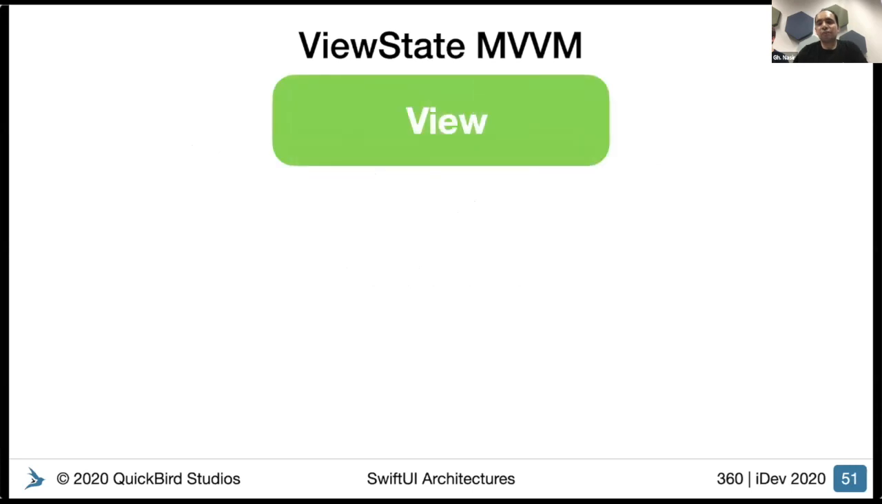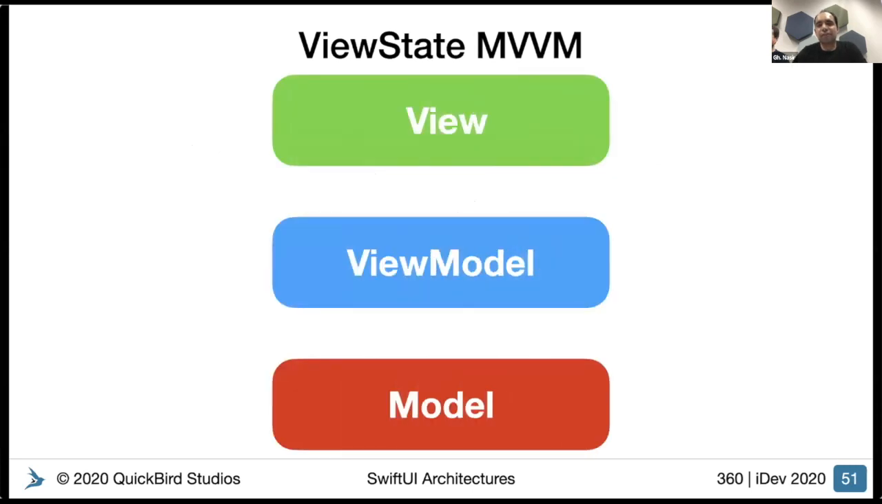So the view state MVVM, as the name says, has three components. We already saw the view and the model in a lot of places. And in Redux there was a state, but now we call it the view model here.